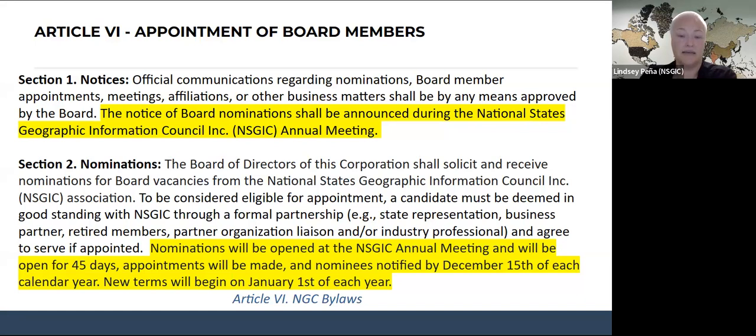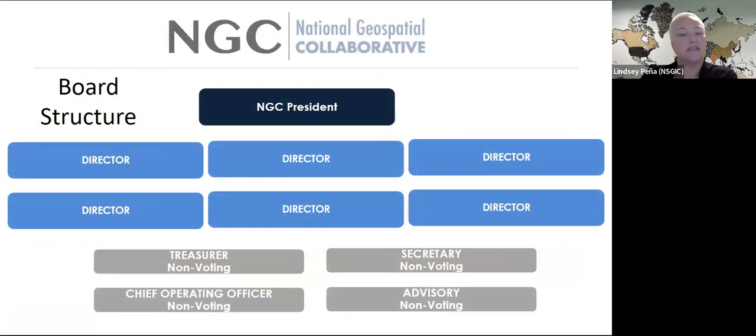Appointments can be made. Right now, we have a form on the NSGIC website under the NGC page, and there's a place where you can self-nominate or peer nominate. Those nominations are going to be open until Sunday, November 12th, and that's for this year. And then those that are selected will be notified by the 15th, and terms will start on January 1st of each year.